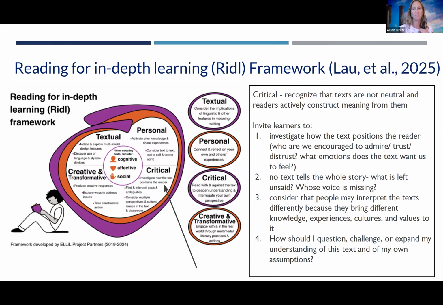And so we want to really invite our students to develop that awareness about, as it says here, invite learners to investigate how the text positions the reader, meaning like, who are we as the reader supposed to look up to or admire or value or respect? Who in the story or the text are we supposed to maybe not trust, not like, right? How are those people depicted? In what ways are they described? And then just kind of keeping in mind that no text tells the whole story. So what's left unsaid? Whose voice is present? Whose voice is missing? Who are the people in power? Who are the people without power?